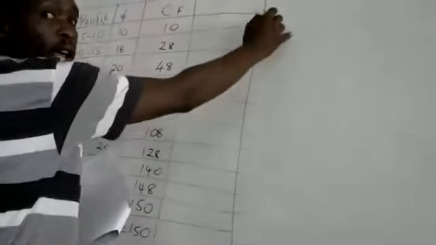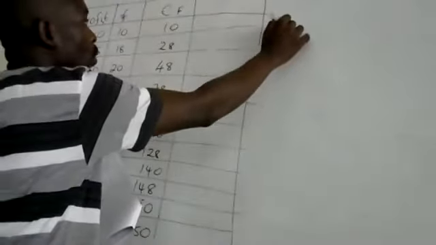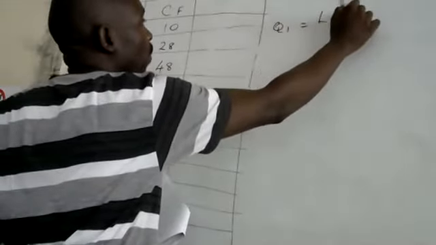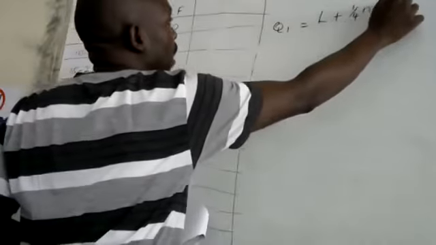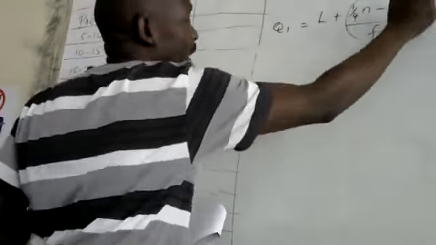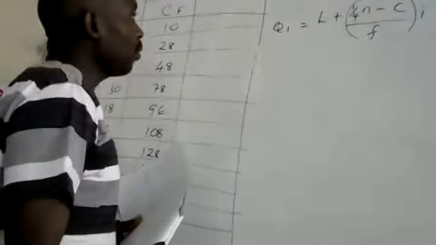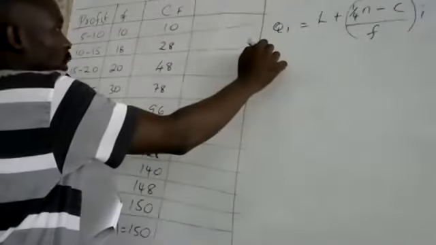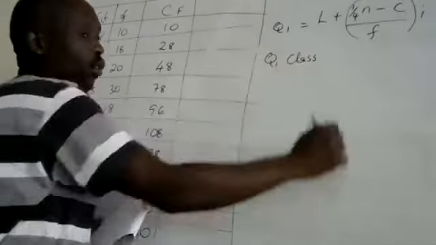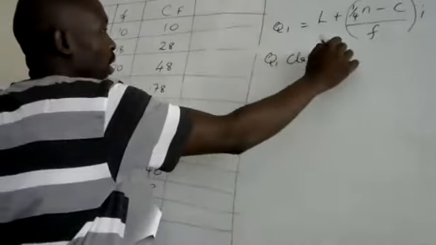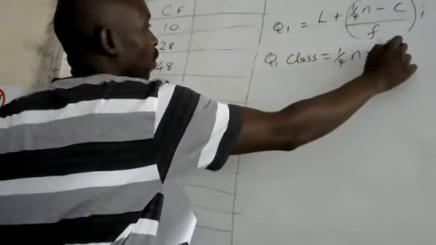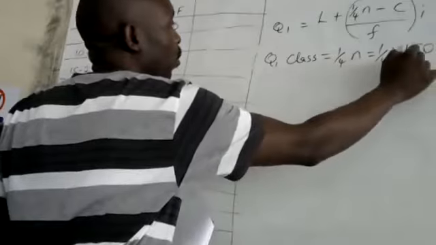If we start with Q1, which we know is given by L plus (1/4 N minus C) over F, times I, we need first of all to get the Q1 class, which will be given by 1/4 N. In this case, it is 1/4 times 150, which gives us what?